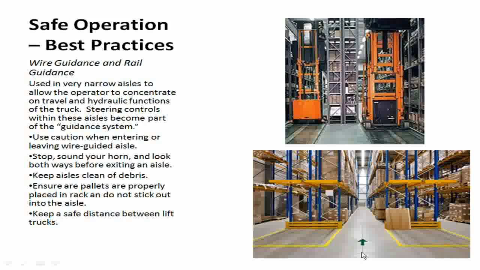On a newer system, there's a wire built in underneath the concrete floor here, and there is an RF device underneath the order picker that picks up a signal from that wire. Now the operator has to turn into the aisle, center themselves, turn on the wire guidance switch, and then once the truck picks up the wire, the operator no longer has to worry about steering because it's on the wire guidance system, and they can focus solely on traveling and the hydraulic controls. But again, it's a neat tool to have.